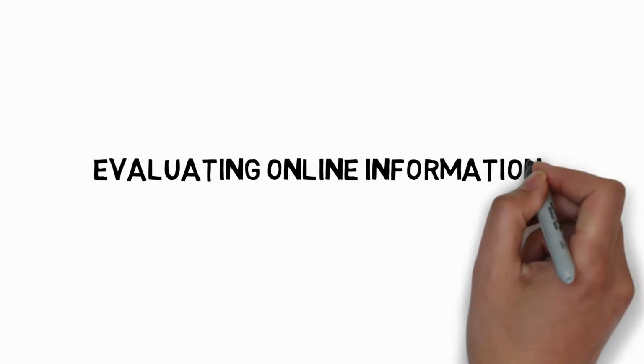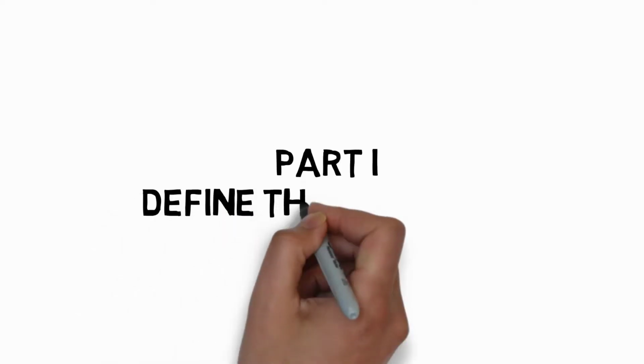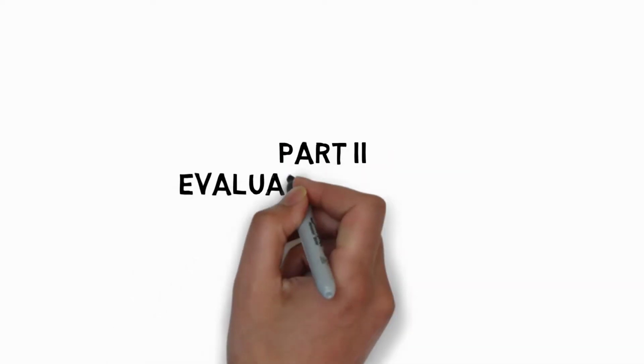Welcome to this two-part video from the Carleton University Library on evaluating online information using the CRAP test. In part 1, we defined the elements of the CRAP test, and in part 2, we're using the CRAP test rubric to evaluate a website as a source of information for academic projects.